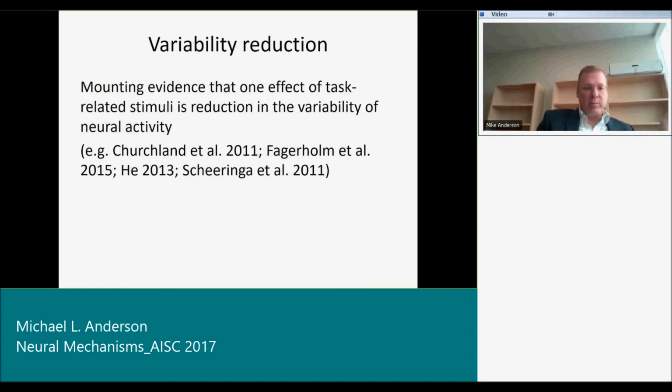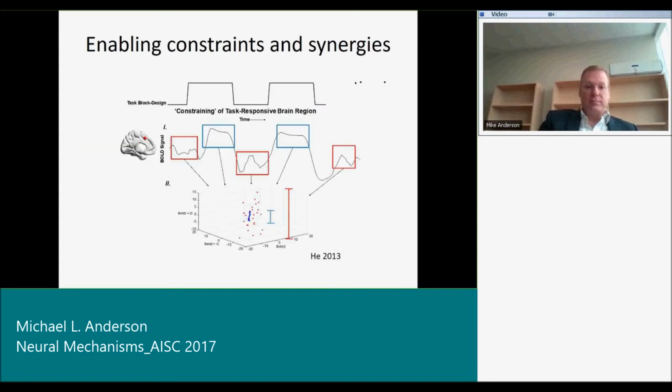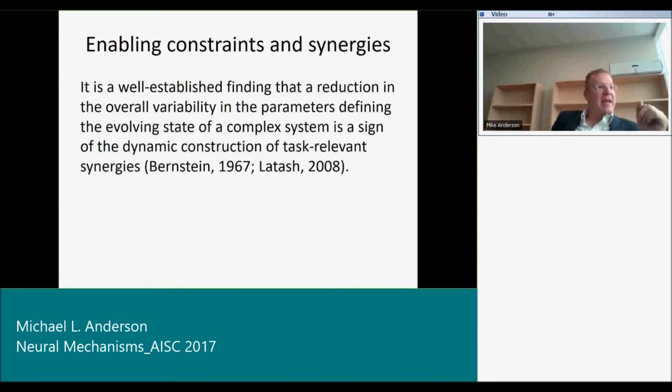There is in the brain mounting evidence that one effect of task-related stimuli is reduction in the overall variability of neural activity. That's important here because it's a well-established finding that reduction in the overall variability in the parameters defining a system is a sign of the dynamic construction of a task-relevant synergy. One particular example was studied extensively by Bernstein, who studied motor control and motion.